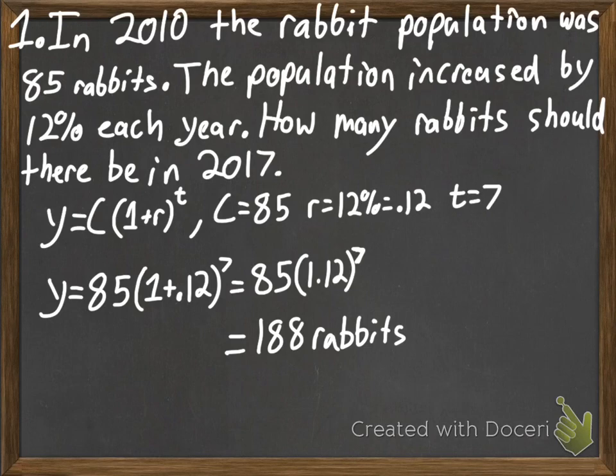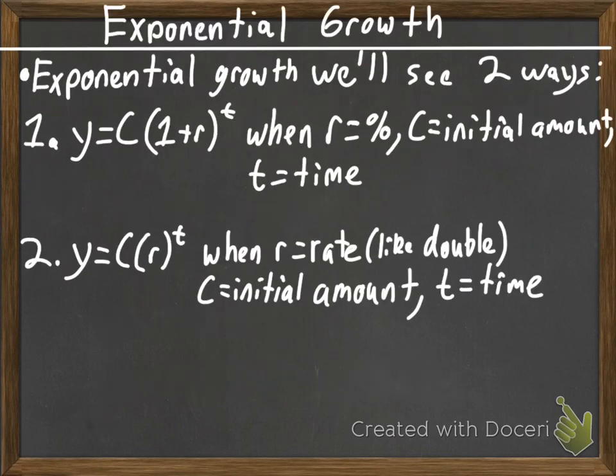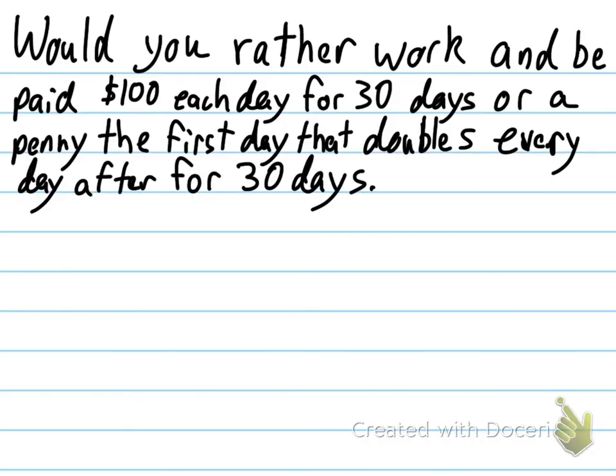Now I want to take you all the way back to the first question that I asked. Would you rather work and be paid $100 each day for 30 days, or a penny the first day that doubles every day for 30 days? So what I want you to do now is use your knowledge of exponential growth and figure out which one is the better choice. So go ahead with your group, pause and do that now, and after you work that out, that'll be the end of the video.